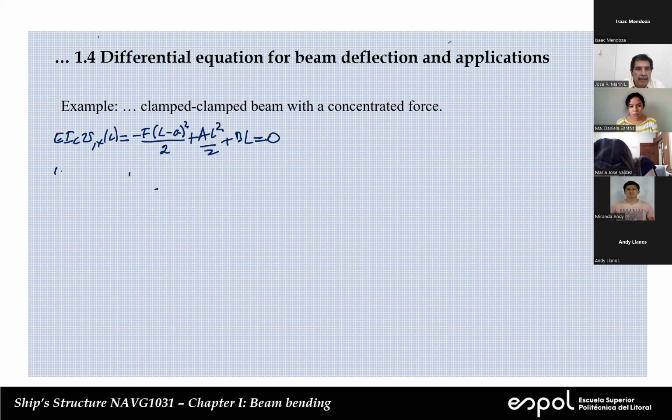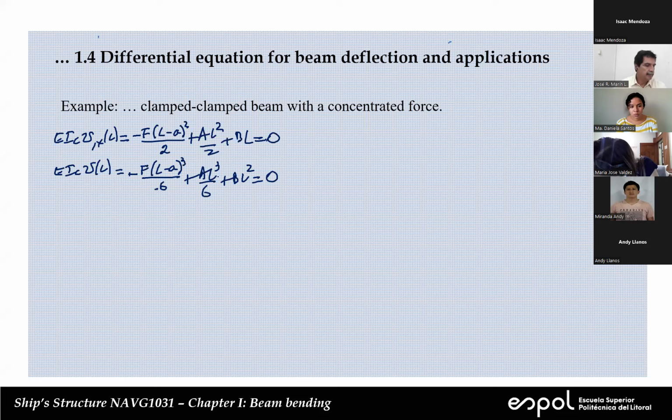And the last one is EI_c v of L is equal to minus F (L minus a) cubed over 6 plus A L cubed over 6 plus B L squared over 2. It has to be equal to 0. Those are the conditions. Are you with me, people? So I have two unknowns, A and B, and two equations. So we could solve it, and you could do the details.